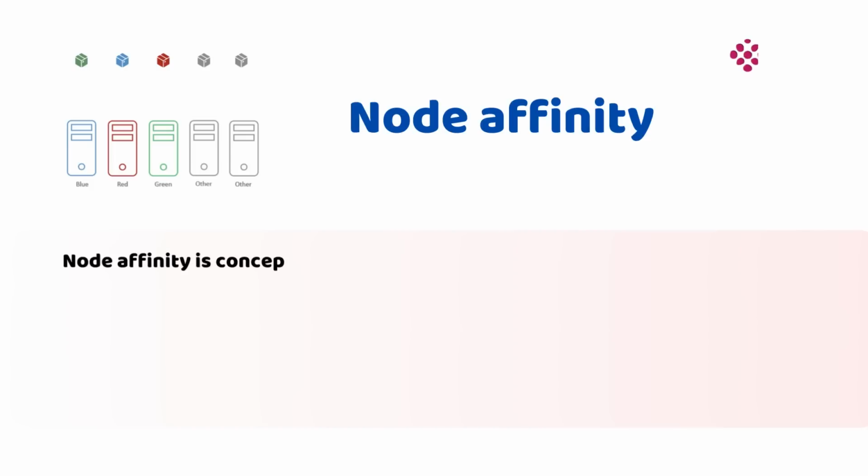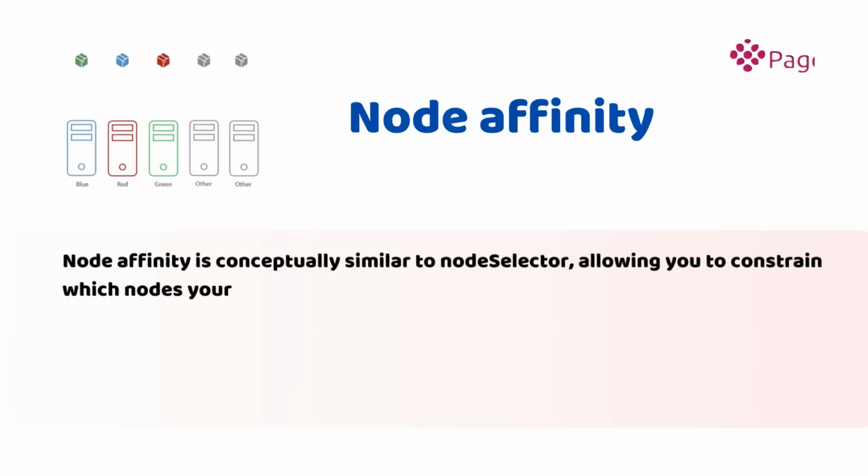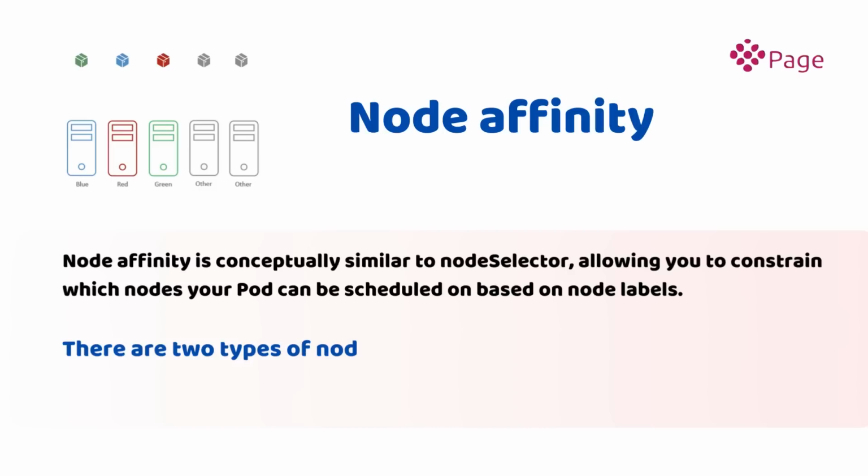Node affinity. Node affinity is conceptually similar to node selector, allowing you to constrain which nodes your pod can be scheduled on based on node labels. There are two types of node affinity.